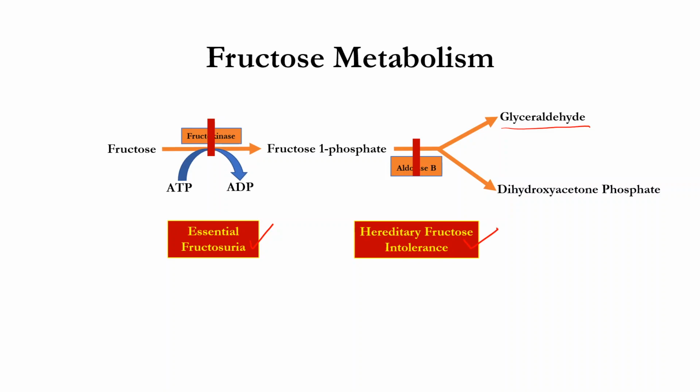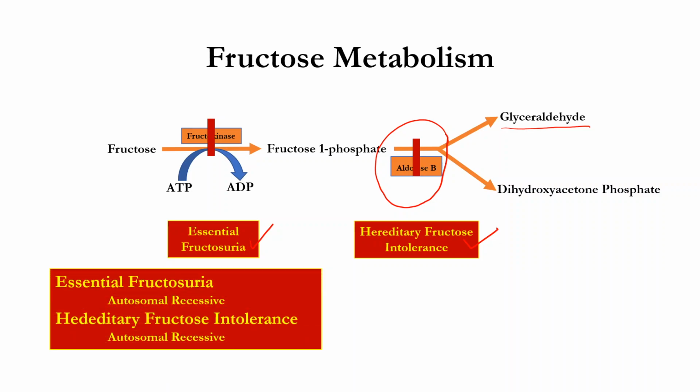Normally, whatever fructose is present can also be converted into fructose 6-phosphate. It can also be phosphorylated by another enzyme, hexokinase. But here, this aldolase B deficiency is more severe, unlike essential fructosuria. In essential fructosuria, patients usually only excrete excess fructose in the urine. So essential fructosuria as well as hereditary fructose intolerance are both autosomal recessive disorders.